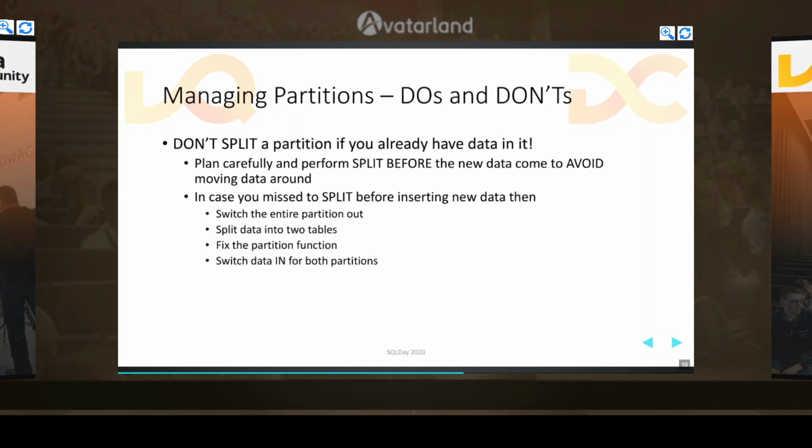So we have to switch the entire partition out. We have to split the data into 2 new tables. Then we fix the partition function by splitting, and then we switch data back in to both partitions. This will greatly reduce the amount of transaction log file you generate due to the splitting of the partition. Switching in and out is really fast because it's a metadata operation. You just prepare a table, create a table in advance as staging one, define constraints, and you just switch in and out.